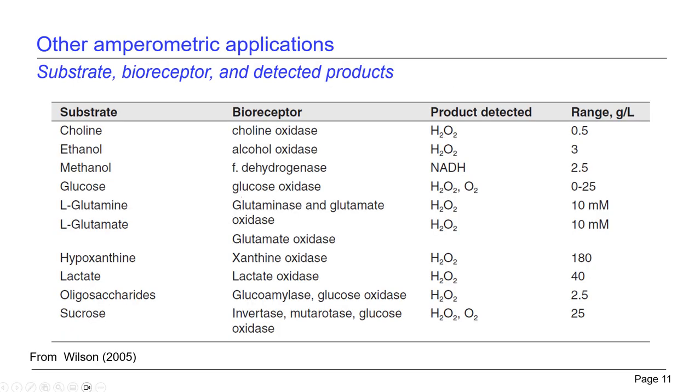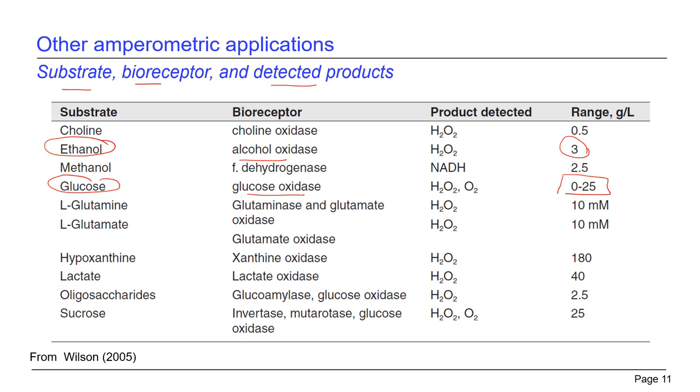Other amperometric applications rely on different substrates and bioreceptors, and of course the products that are detected. Ethanol, of course, we're going to have right here. The bioreceptor is alcohol oxidase, and the range is 3 grams per liter. So that's pretty accurate, pretty high resolution there. We just talked about glucose, and the bioreceptor is glucose oxidase. And of course, look at the range here in terms of the accuracy. I think this has a lot to do with the actual fabrication and the nature of the sensor. So you can see that there are different ones.